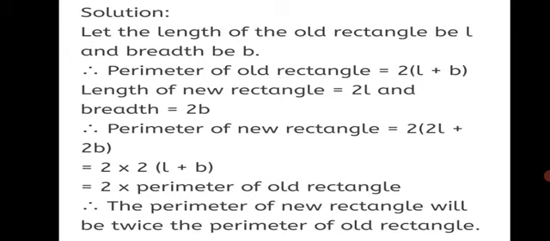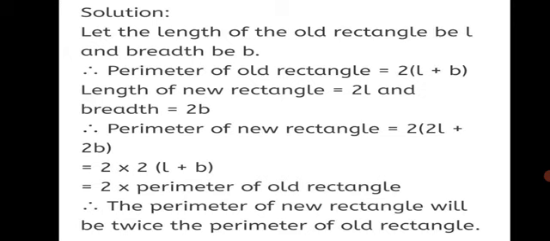Length of the new rectangle is double. So, 2L and breadth will be 2B. Therefore, the perimeter of the new rectangle will be equal to 2 times, instead of L, we'll write 2L plus, instead of B, 2B. So, that is equal to 2 times 2 (L plus B). But 2 (L plus B) is what? The perimeter of the old rectangle. So we substitute that. So this is equal to 2 into the perimeter of the old rectangle. Therefore, the perimeter of the new rectangle will be twice the perimeter of the old rectangle.